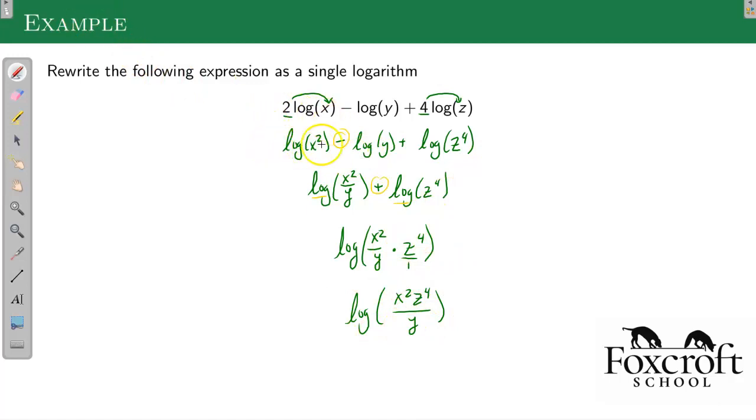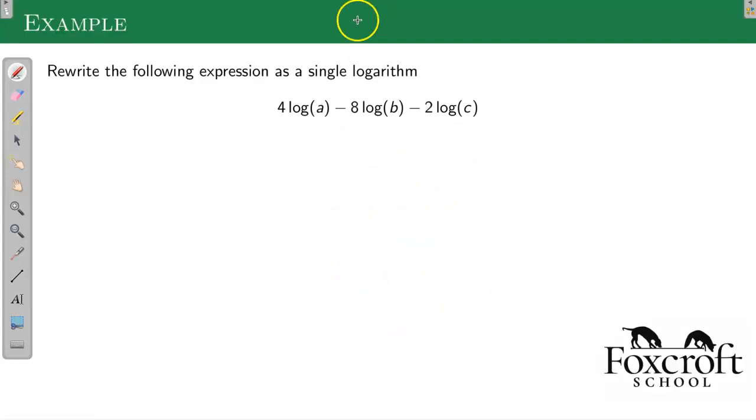All right, so you just want to kind of work left to right, combining 2 logs at a time until you've gotten one single log. All right, so here's another example. Again, hopefully you see the first thing. I want to get rid of these numbers at the front.